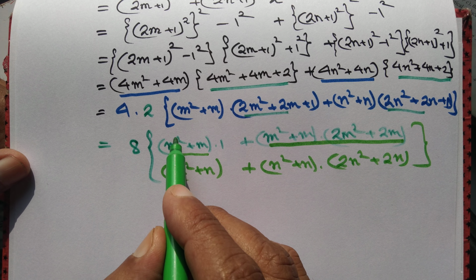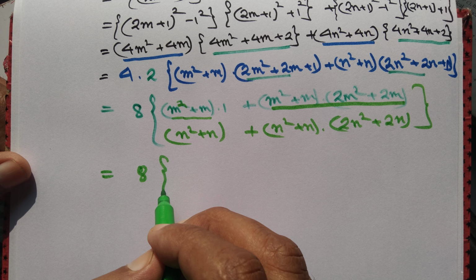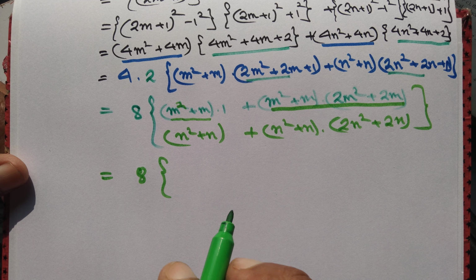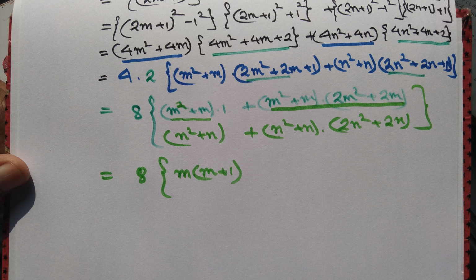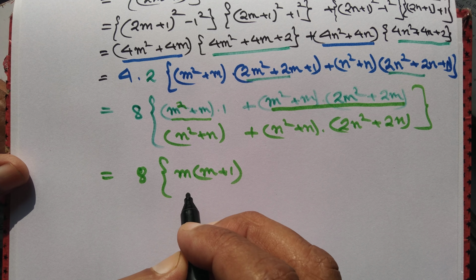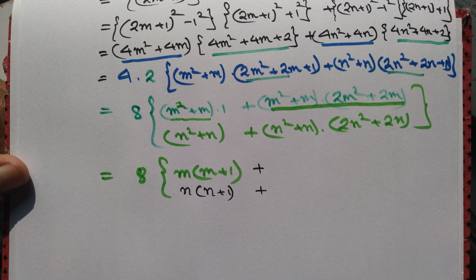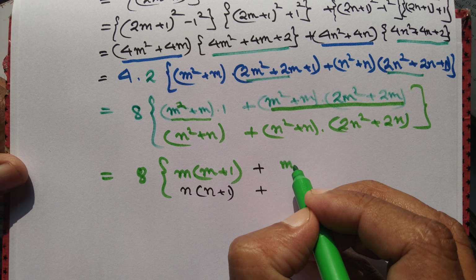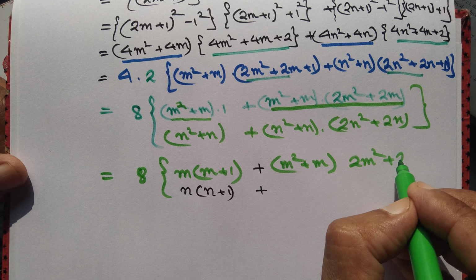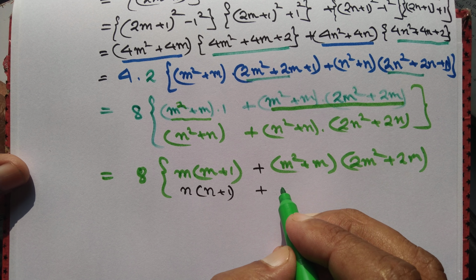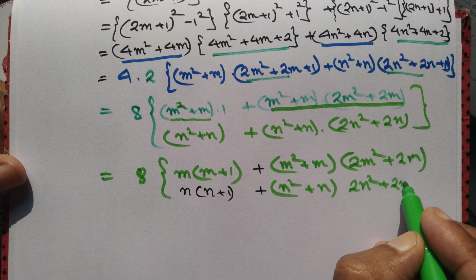Now, why should it be that m square plus m is a multiple of 2? That's because m square plus m can be written as the product of m and m plus 1. And then n square plus n can also be written as the product of n and n plus 1. The rest of the expression we copy as it is. (m square plus m) times (2m square plus 2m), (n square plus n) times (2n square plus 2n).